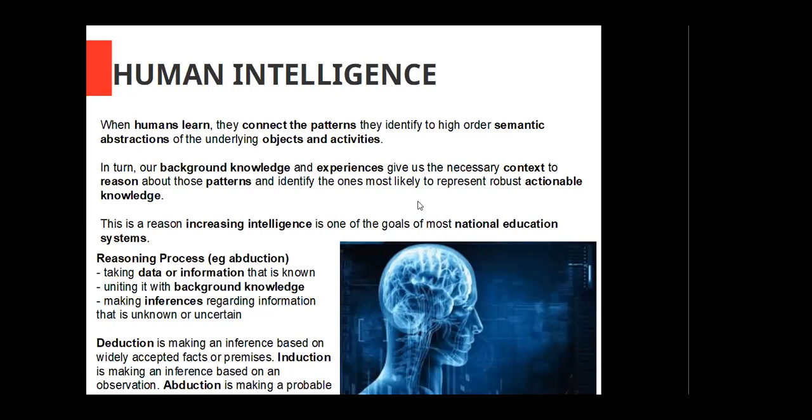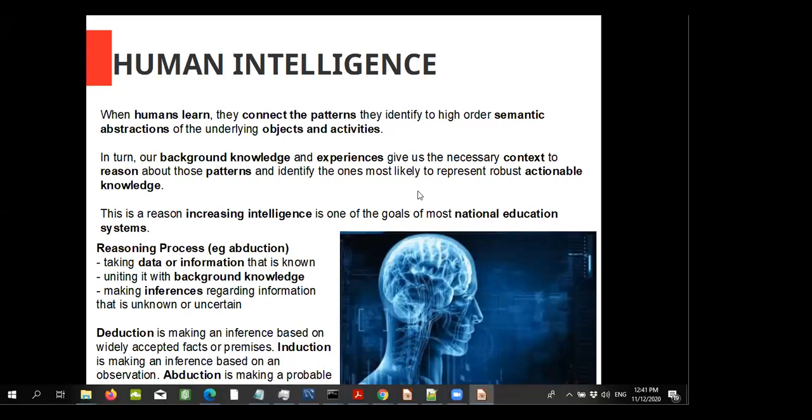And we are connecting gaps in our minds. Now, look at how my hand is moving. We are connecting gaps in our mind. We have some information you already know. There is some information I'm bringing that you need to add to your own information to create a bigger picture. So in turn, our background knowledge and experiences give us necessary context. That's the OIC moment about those patterns, and identify the ones most likely to represent robust, actionable knowledge. This is how our minds work. I need us to understand this because this is where we are going.